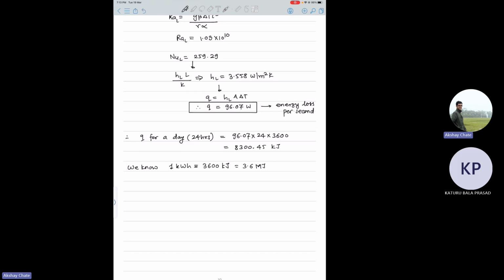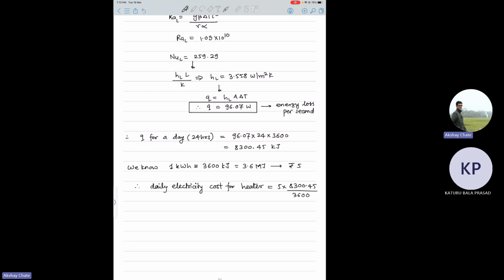So this 1 kilowatt hour corresponds to 5 rupees, right? So we need to find out how much cost is involved for this much of energy loss. So you can do the calculation, right? So the daily electricity cost for the heater will be 5 into 8300.45 divided by 3600.